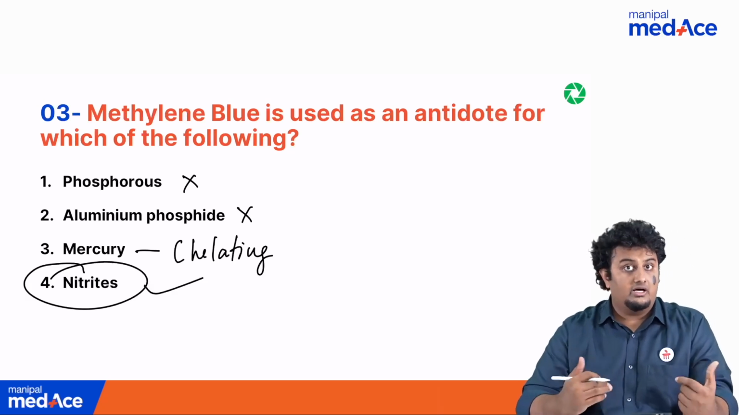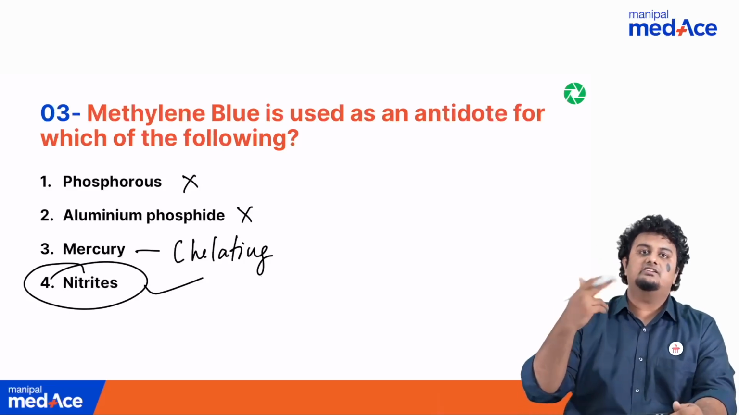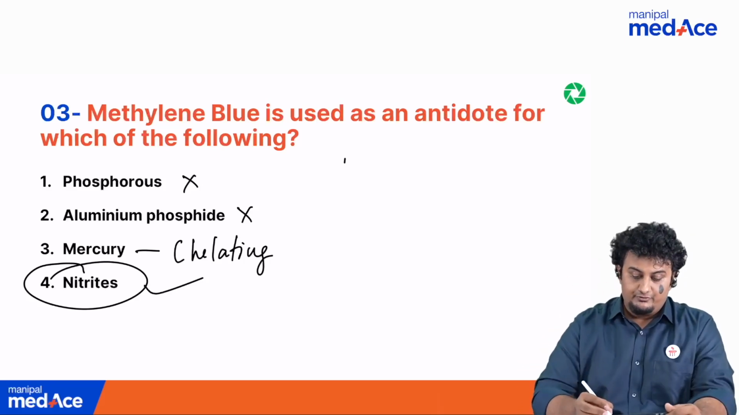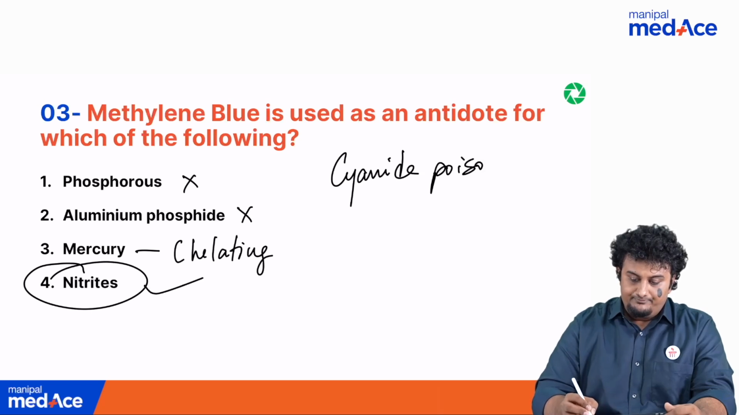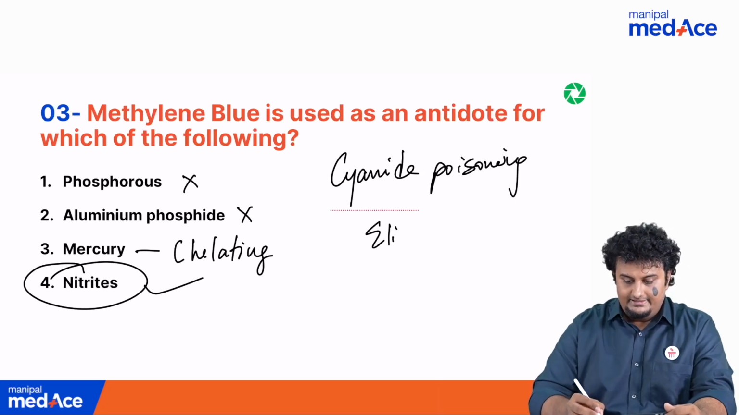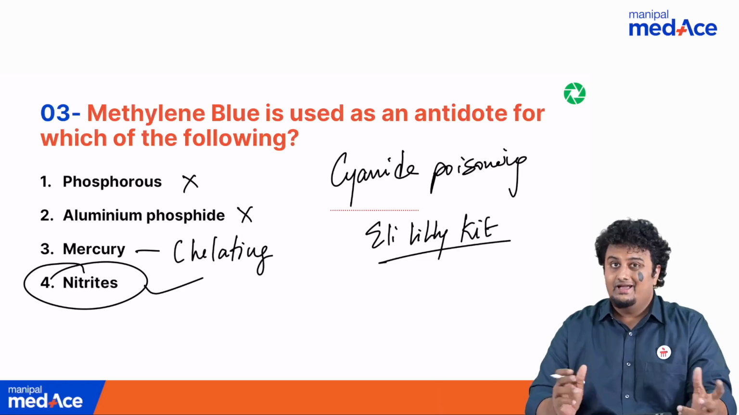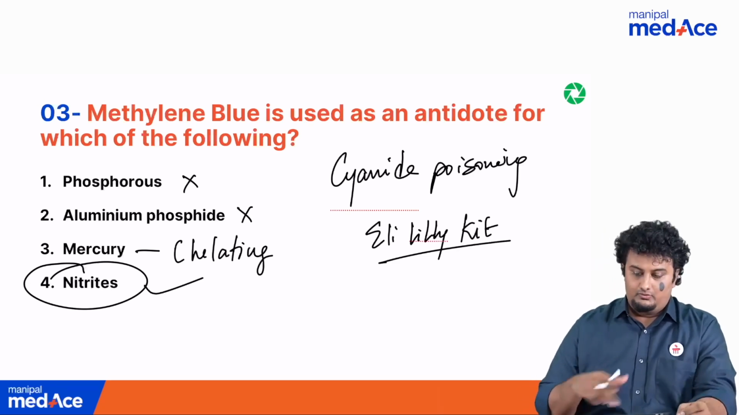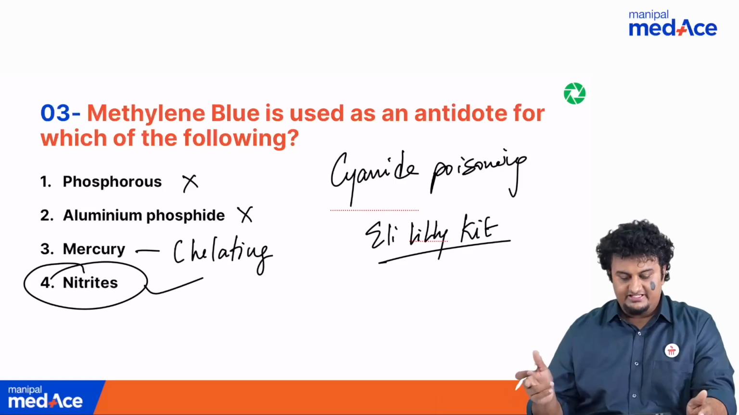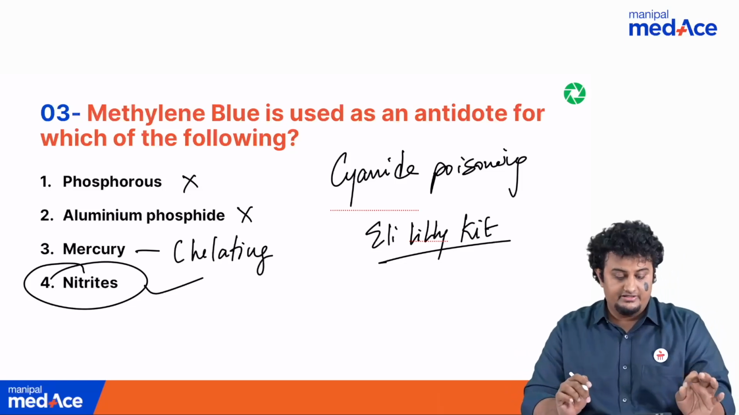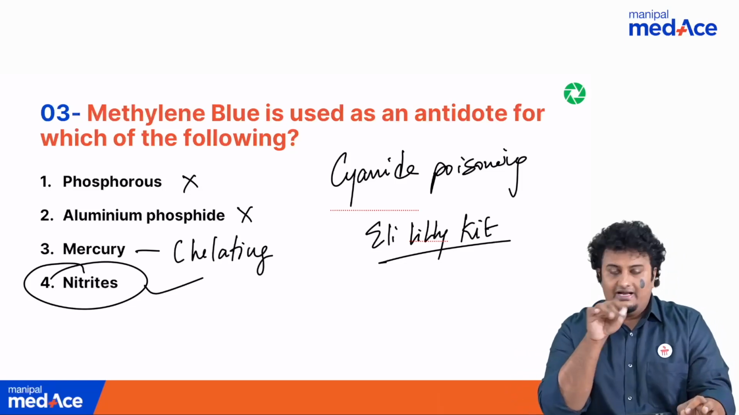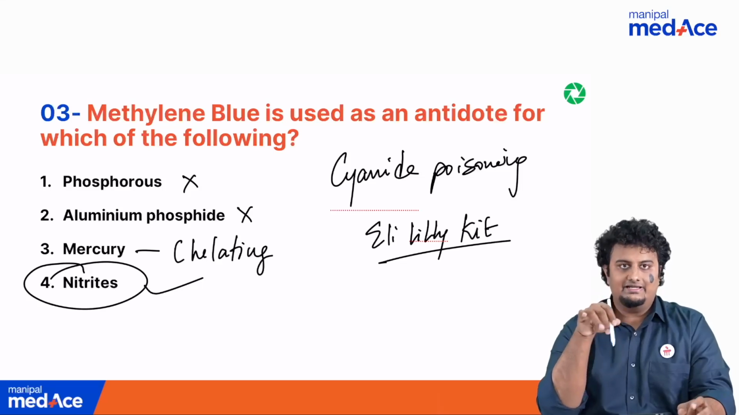So you can answer it this way also, but there is another way you could have remembered this, which is if you remember from cyanide poisoning. Cyanide poisoning has a kit called the Eli Lilly kit. Okay, it's also known as the Eli Lilly cyanide antidote kit. Now I'll show you the diagram of it in the next page, but know that the answer right now is nitrites.